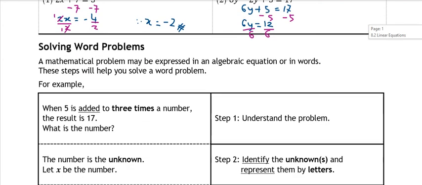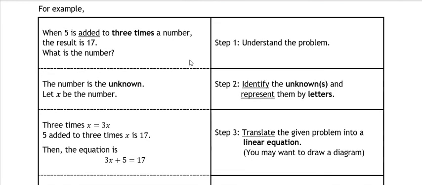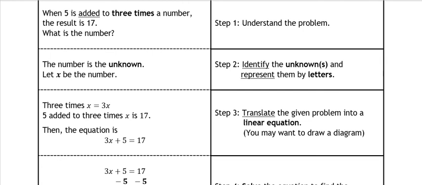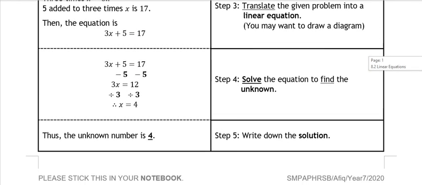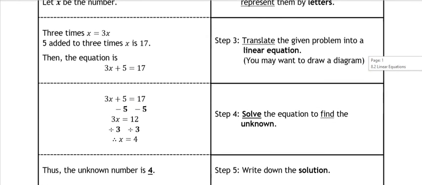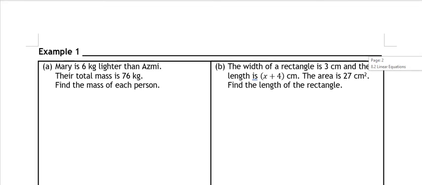So let's say here, for example, when 5 is added to 3 times a number, the result is 17. So the steps are going to be the same. When you form the equation, 3 times a number is 3x. Okay, x is the unknown, plus 5 and equals 17. So we're going to solve this problem, and in the end, you will have answer 4. So let's move on to the given problem.